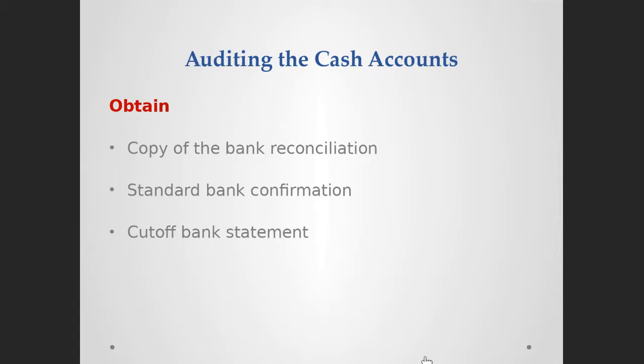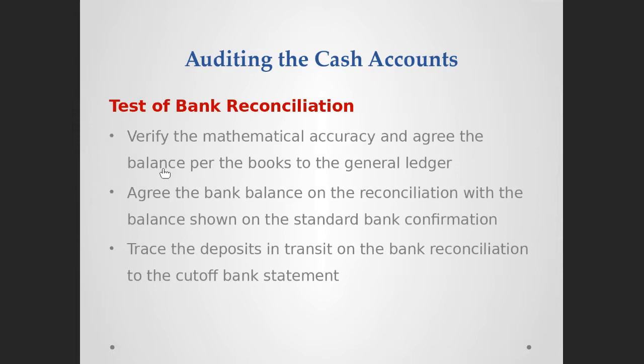Okay, now what we have to do first is the test of bank reconciliation, and we discussed this in our last class, but we'll talk about it again. If we feel that we are not comfortable with the cash balance, or that the controls are weak, or that there may be fraud, we do some extra work. We are careful with the details that we check. So verify the mathematical accuracy and agree the balance per the books to the general ledger.